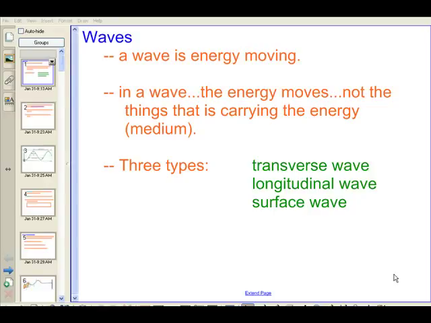Right, waves. So this is our fourth standard. This is one of the big ones. There's a lot of ideas in here because this is how energy propagates. You know, heat is one way energy goes from one place to another. But another way is waves. Waves is the way a lot of energy moves from place to place.